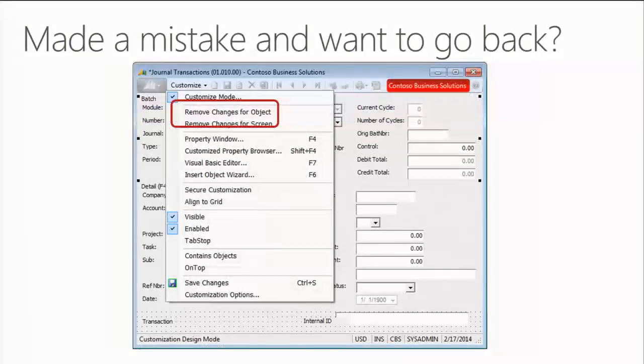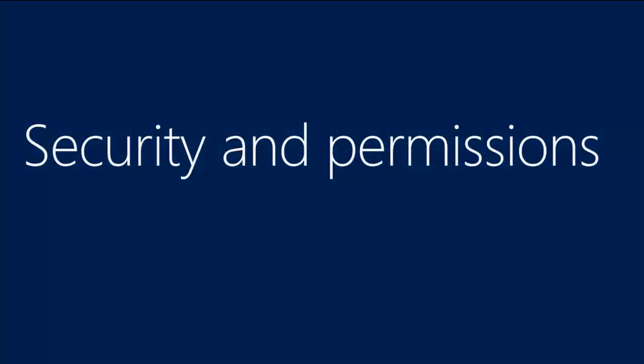So if you make a mistake and you want to go back, again, you just go into the Customize menu, and you see the options to remove from the object or from the screen. Security and permissions. This goes back to using the different levels, whether it's a self level, a user.